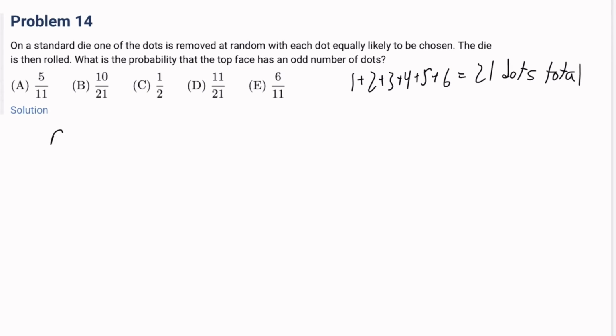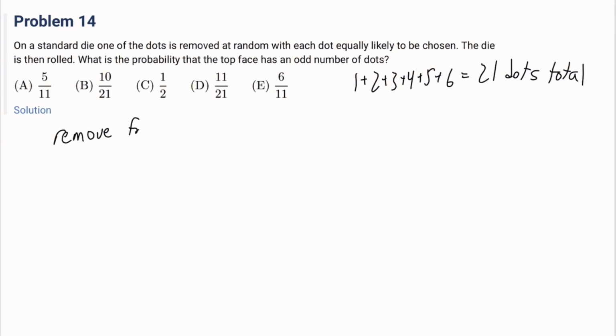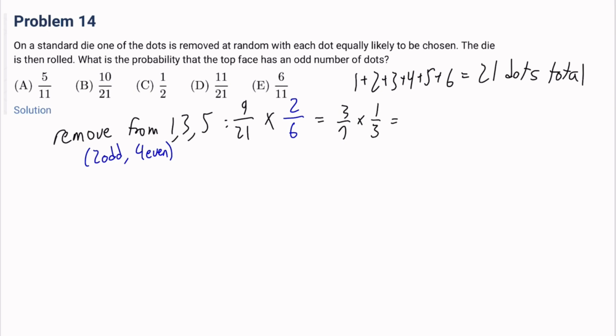And then if we remove a dot from 1, 3, or 5, right, then the probability of this happening is 1 plus 3 plus 5, which is 9, 9 over 21 dots, and then this multiplied by, so we will have 2 odd and 4 even left over, and so that's going to make the probability of the odd number 2 over 6, right? So this is going to be equal to 3 over 7 times 1 over 3, which is just 3 over 21.